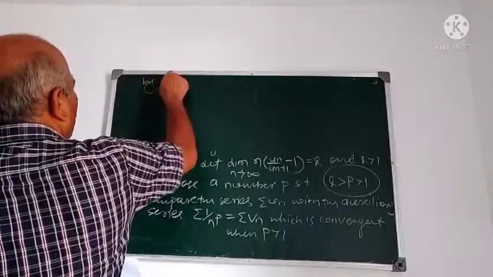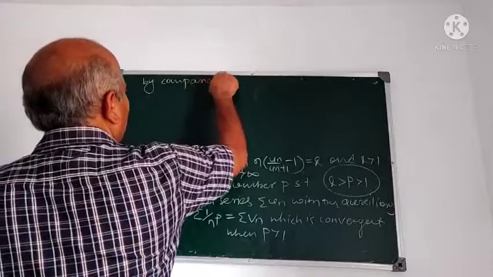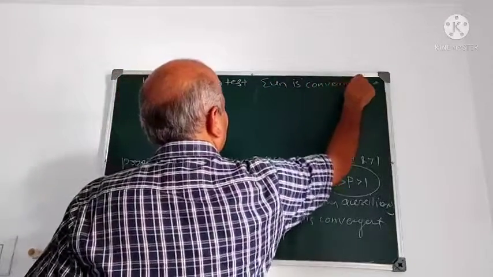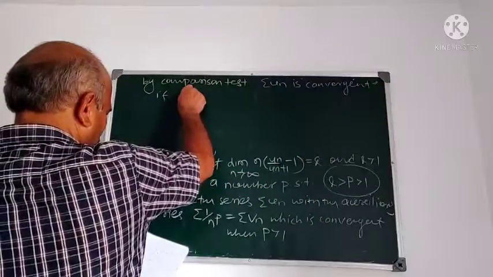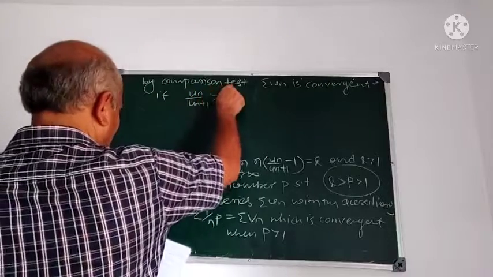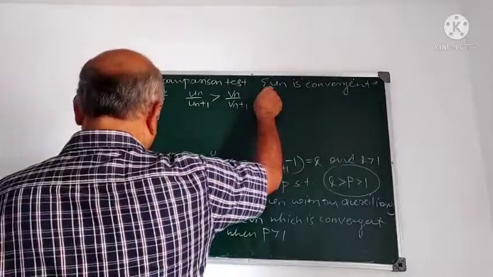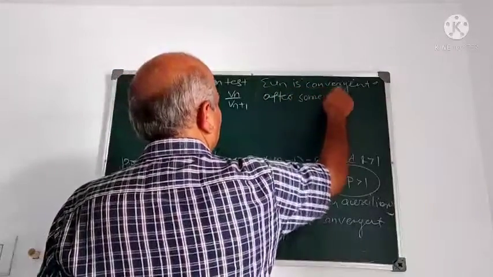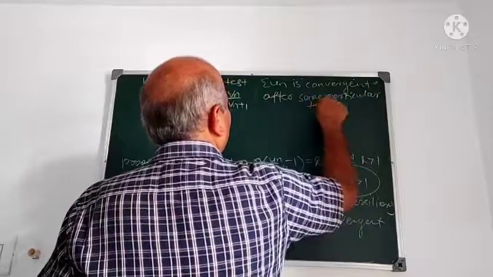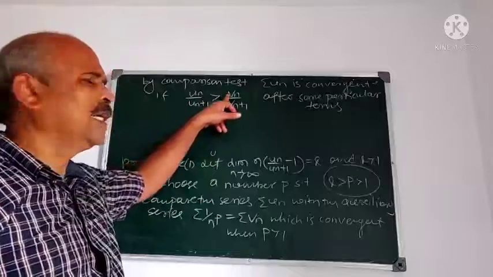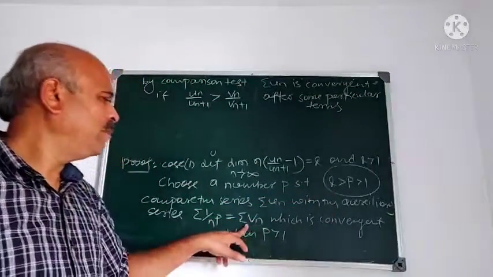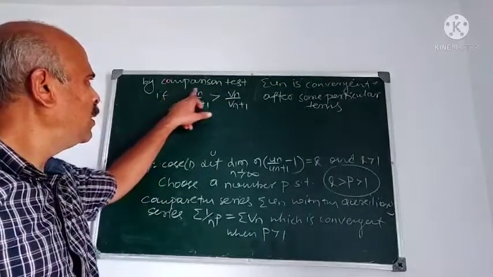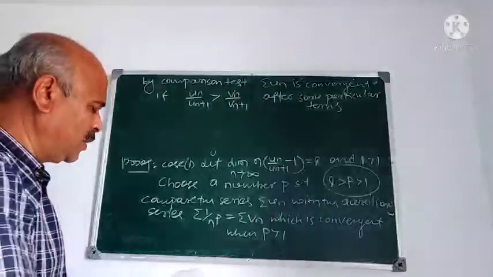Now we compare sigma un with sigma vn. By comparison test, now we apply this test 3. By comparison test, sigma un is convergent if un upon un plus 1 is greater than vn upon vn plus 1 after some particular terms. That means for all n greater than or equal to m, un upon un plus 1 is greater than vn upon vn plus 1. Because, see here, what is vn? We have already chosen vn as 1 upon n raised to p, and p is greater than 1 here. Therefore, sigma un converges if un upon un plus 1 is greater than vn upon vn plus 1.